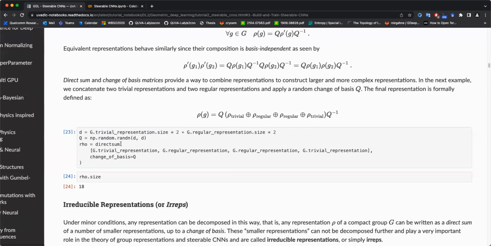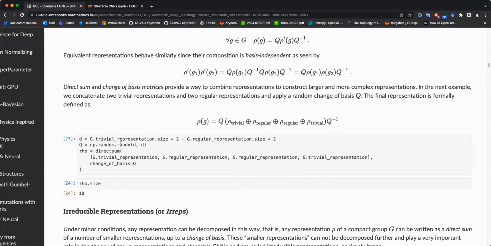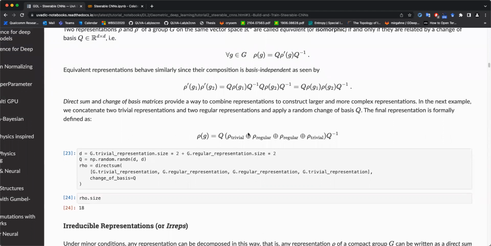Okay. So this construction with a change of basis is actually much more useful the other way around. We usually don't want to start with some representation and add a change of basis, but rather start from some complex representation and try to boil it down to smaller representations by finding the right change of basis. Yeah? You have a question?